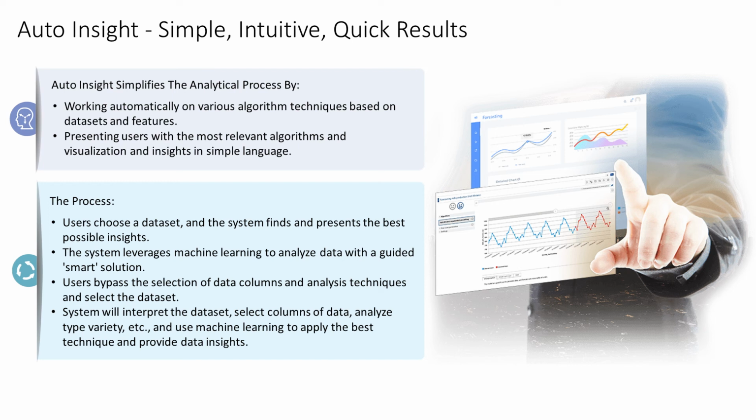Instead, you select the dataset to be analyzed, and the system interprets the dataset, selects important columns of data, analyzes its type and variety and other parameters, and uses intelligent machine learning to automatically apply the best algorithm and analytical techniques and provide data insight. Auto-insight understands data and applies correlation, classification, regression, or forecasting, or whichever technique is relevant, based upon the data the user wishes to analyze.